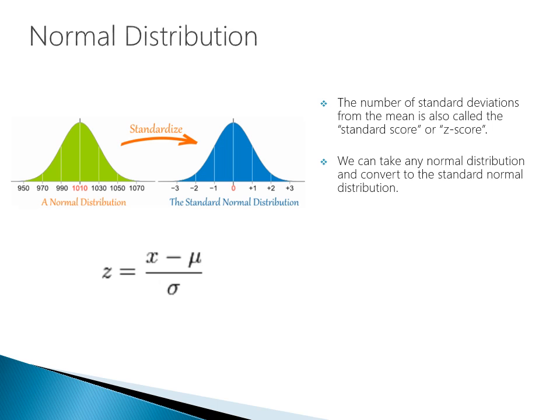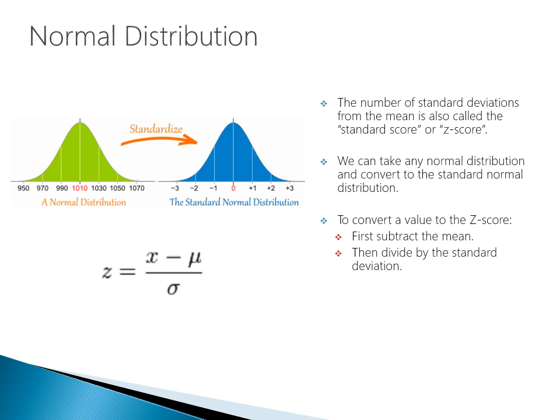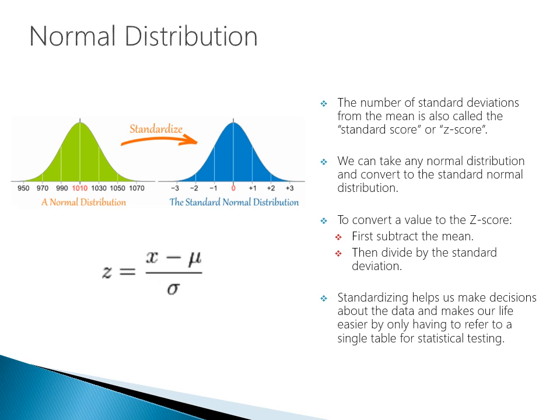Okay, so we can take any type of distribution and make this conversion. To convert a value to the z-score, we first subtract the mean, and then we divide by the standard deviation. Standardizing helps us make decisions about the data, and it makes our life a lot easier by only having to refer to a single table for statistical testing.